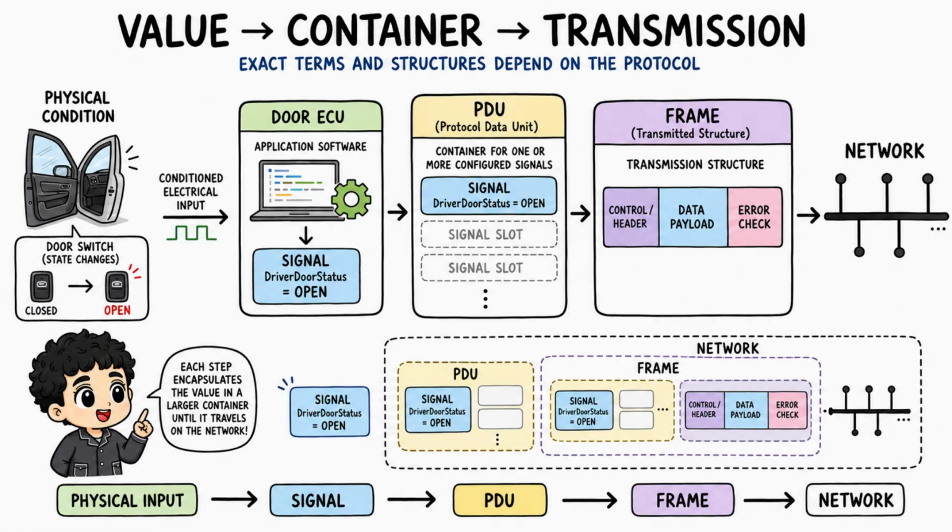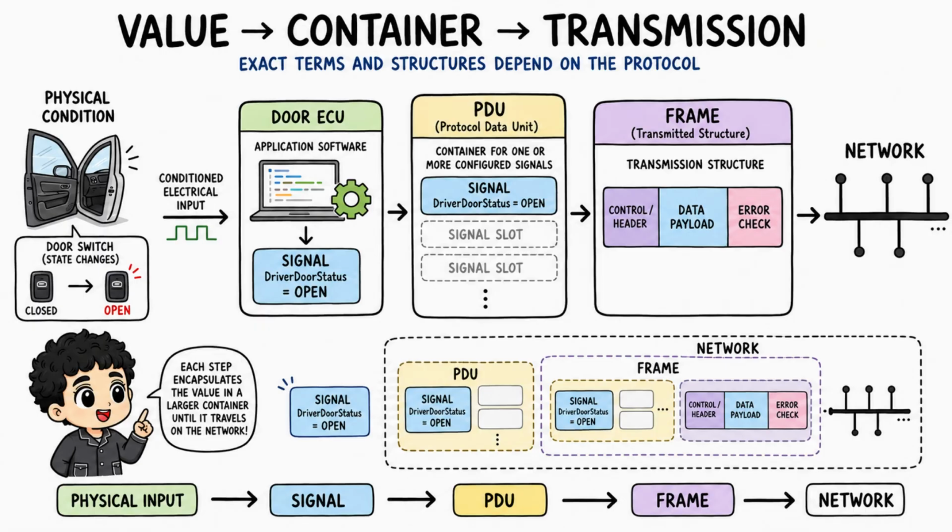The physical door switch is first read by an input circuit in the door ECU. Its application software determines whether the logical state is open, closed, or perhaps invalid. That meaningful piece of information can be called a signal. A signal represents application-level information, such as driver door status, vehicle speed, motor temperature, or ignition mode.